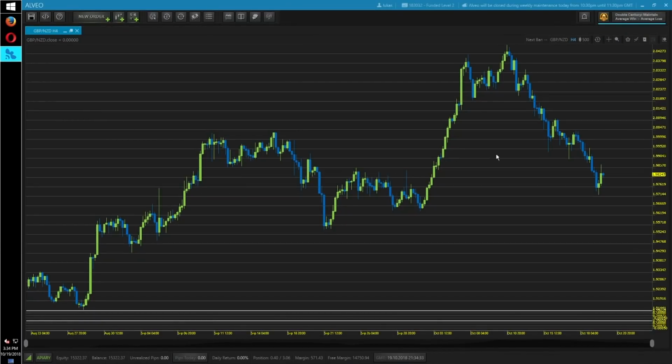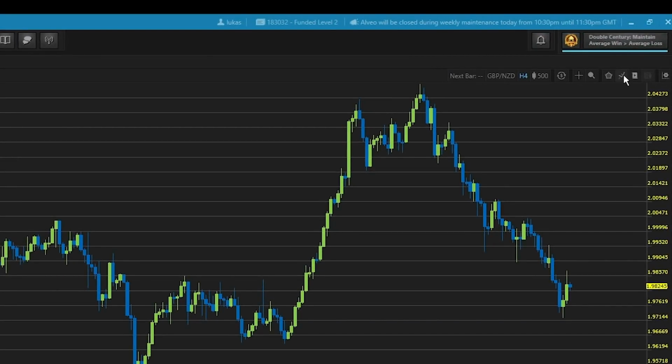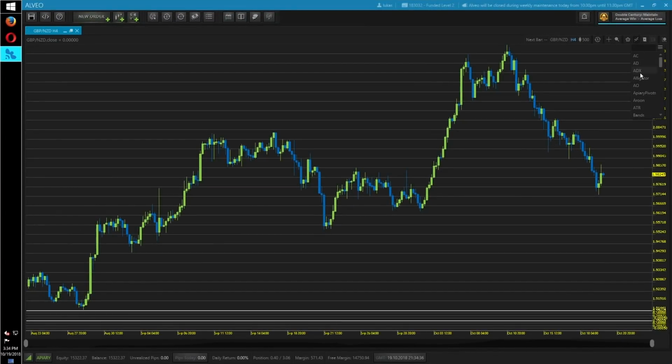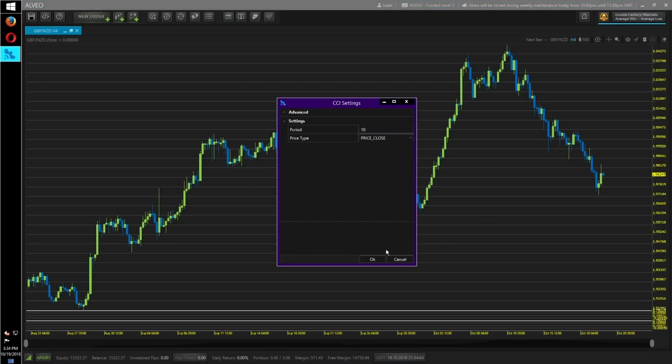To add either the bull or bear powers to your chart, in Alveo, you'll go to the top right, click on the indicator icon, which looks like two line graphs overlapping, drop down, find the bull powers and bear powers respectively, and go ahead and add those onto your chart. If you're using any other platform, you'll just go to the section where you add your indicators, scroll down until you find the bull and bear powers, click add, and they should be on your chart as well for that platform.